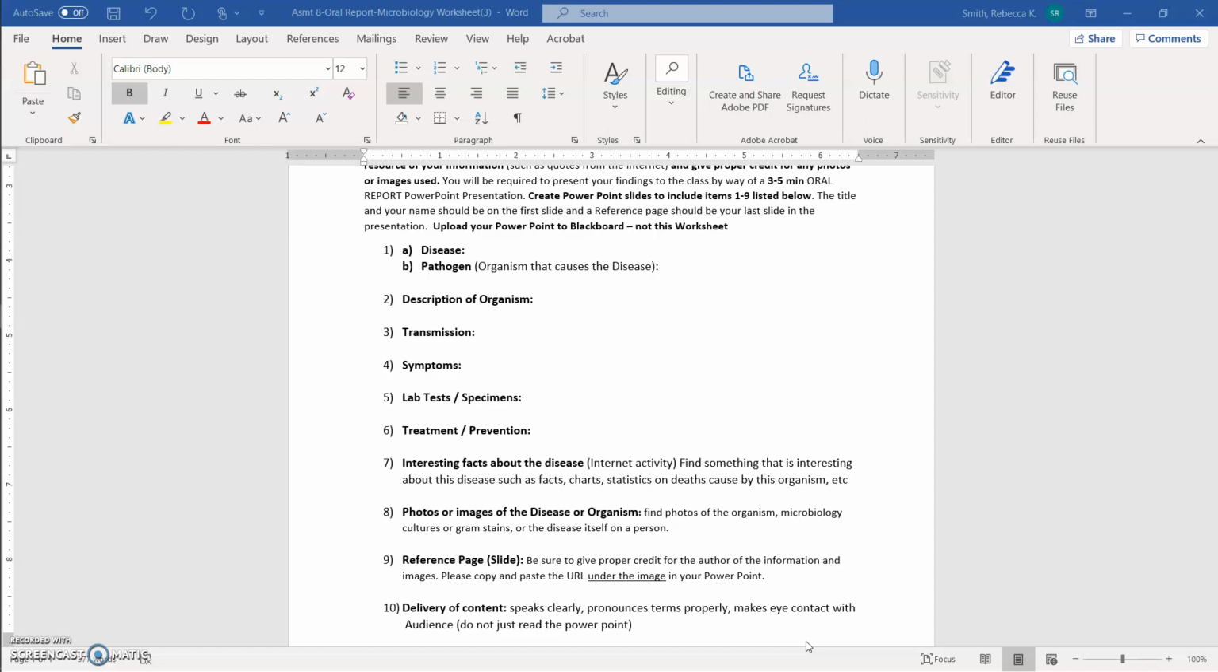What you're going to need to hand in to the Dropbox is just your set of slides. You're going to put your slides in there, and your lab instructor will be grading you on this. The rubric for this assignment is also included underneath this worksheet in the Blackboard course.